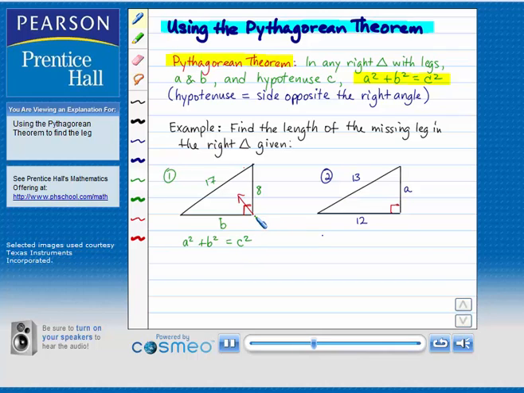In any right triangle, if you're given two legs, or a leg and the hypotenuse, then you can find the missing side. So I have A is equal to 8, and I'm just going to substitute initially. So 8 squared plus B squared is equal to 17 squared. Then I'm simply going to apply the exponent. 8 squared is 64, so we'll simplify: 64 plus B squared is equal to 289.